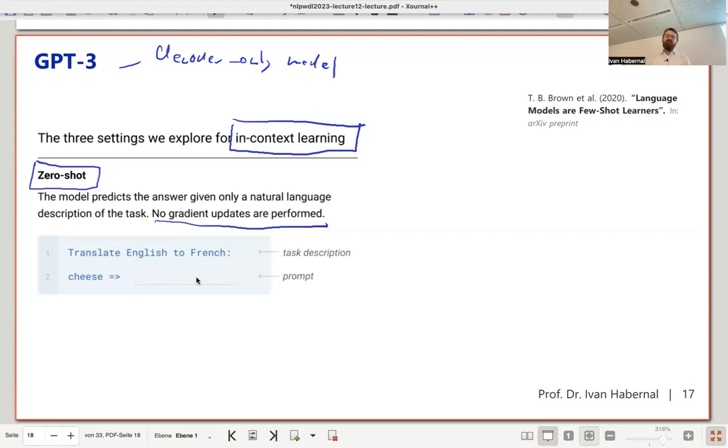It could be like, oh, translate English to Nepali. Cheese. I don't know why it's Nepali cheese, but maybe GPT knows. I don't know, maybe not. But you didn't show any examples of translation. You didn't even show what the task is about.